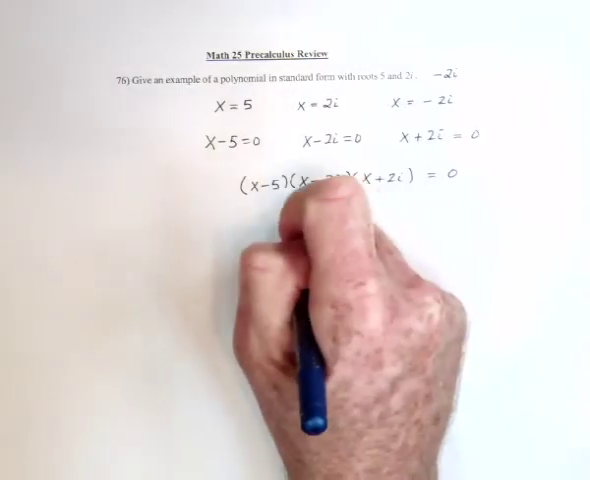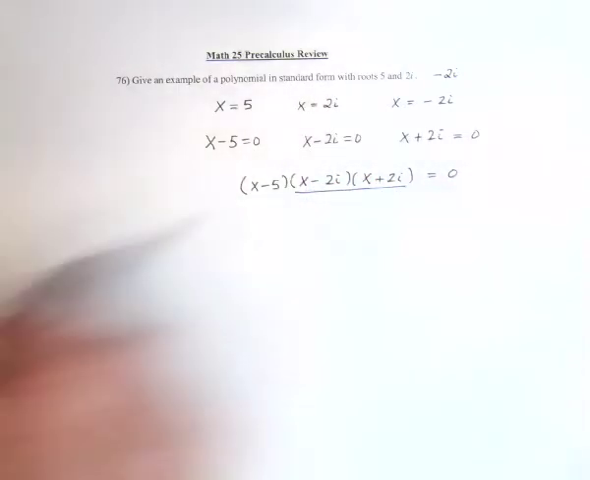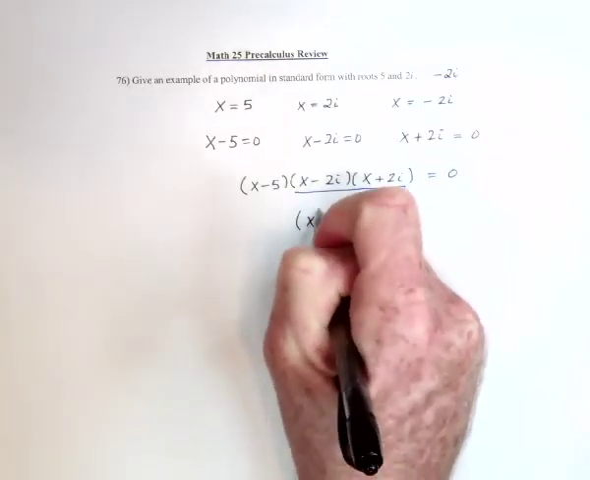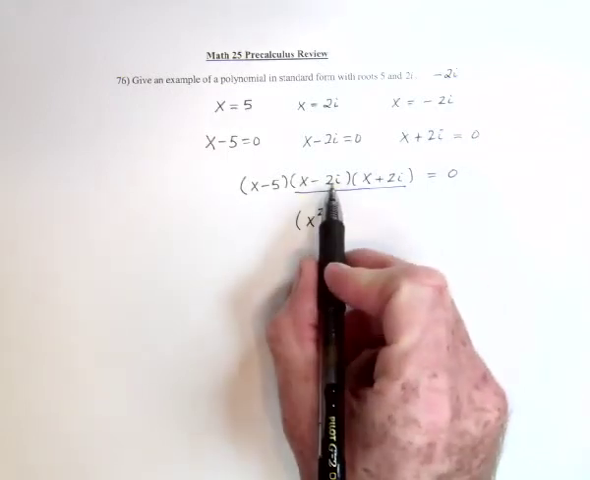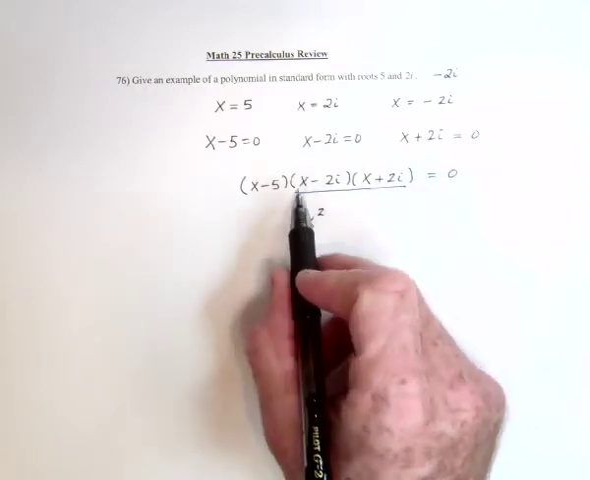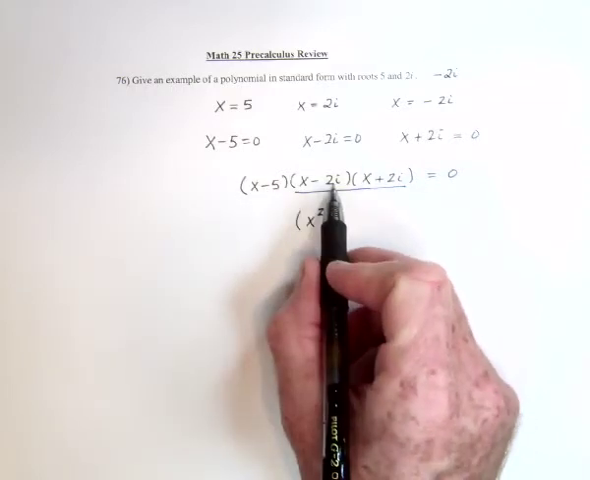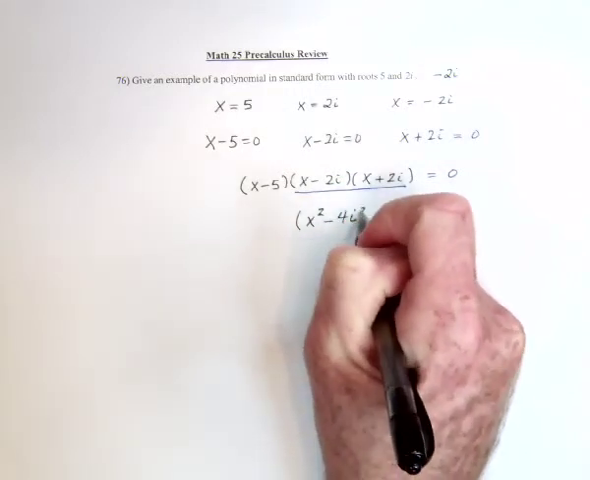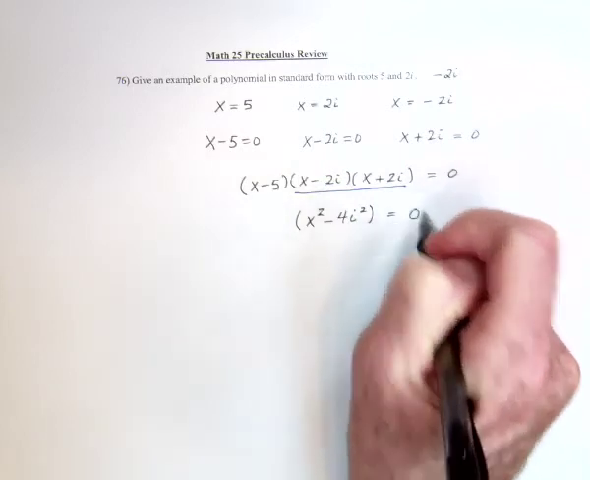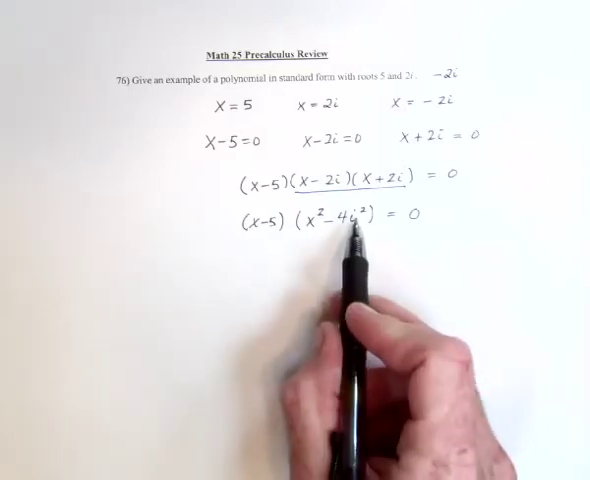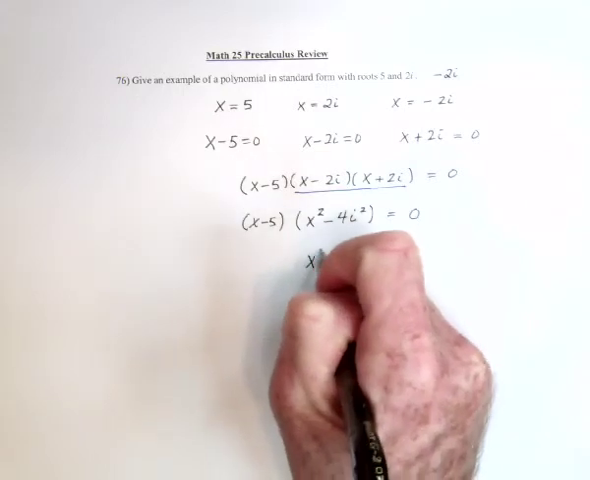So it's best to multiply these two together because they are conjugates, which means that you only need the first term times the first term, so x times x is x squared. The middle terms are going to cancel. This negative 2i times x will cancel this positive 2i times x. So now we just need the last one times the last one, which is going to be negative 4i times i, or i squared. Well, i squared is equal to negative 1, so a negative 1 is going to change this into x squared plus 4.